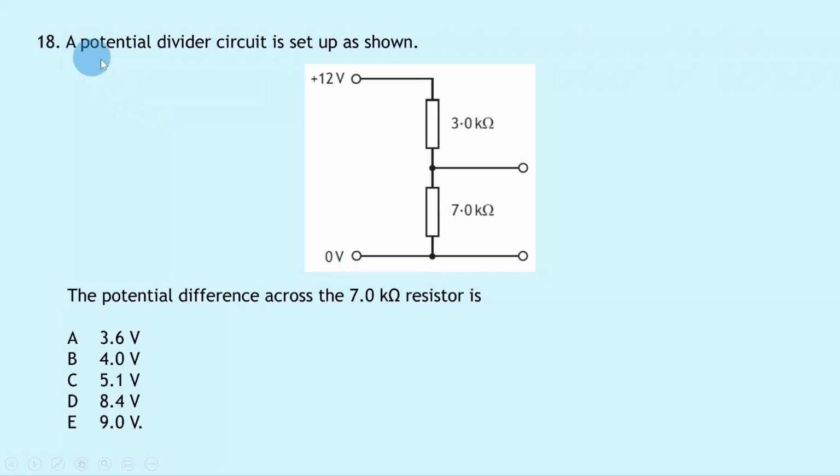Question 18 says a potential divider circuit is set up as shown. So we've got a supply voltage of 12 volts and 2 resistors in series. So we've got a 3 kilo ohm resistor and a 7 kilo ohm resistor. It then says the potential difference across the 7 kilo ohm resistor is.